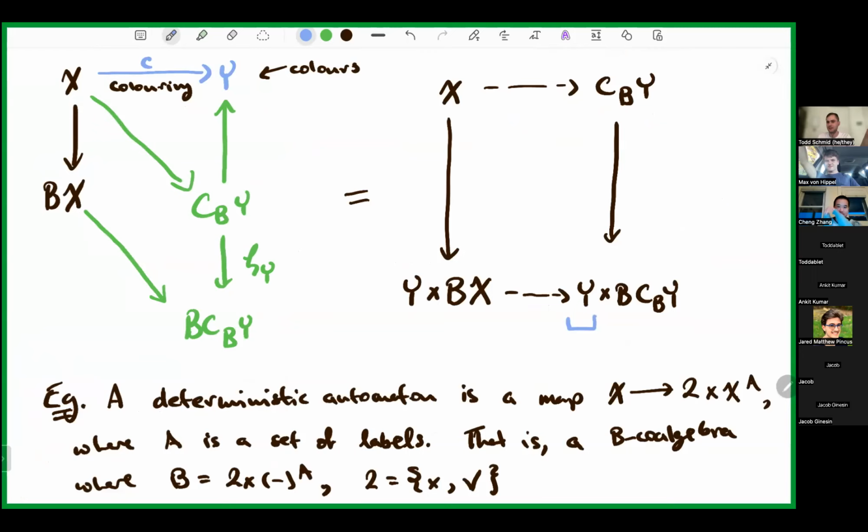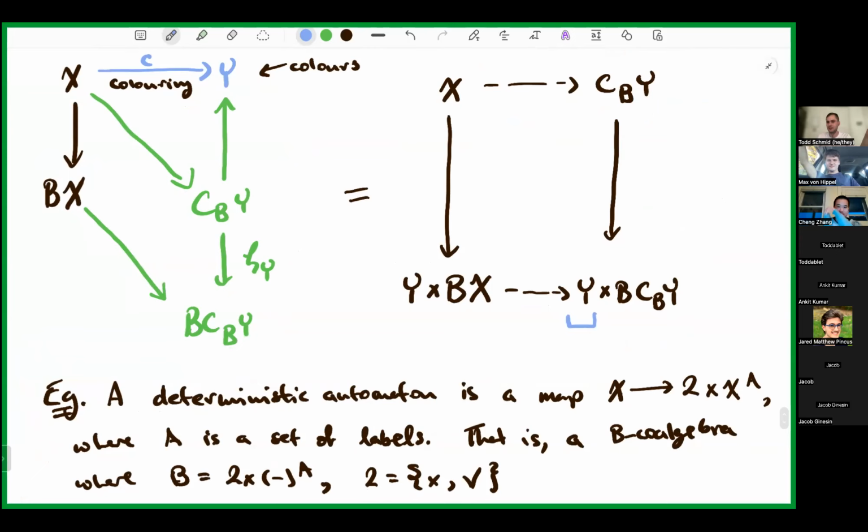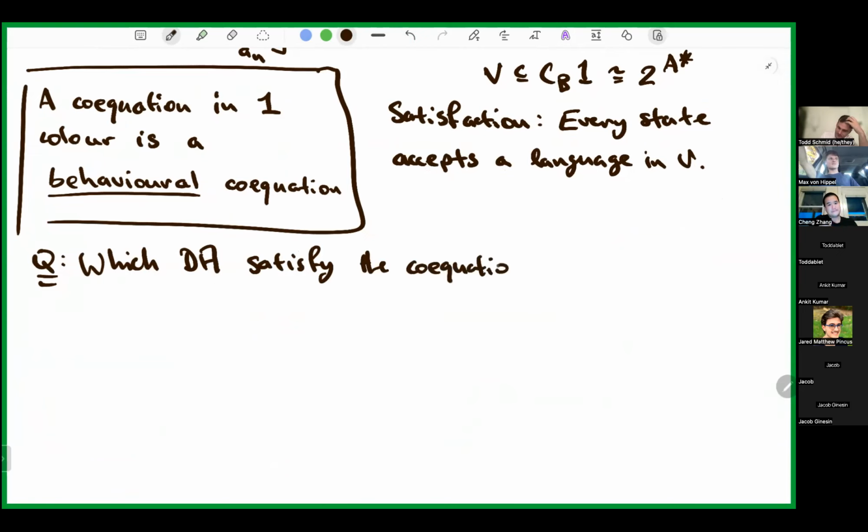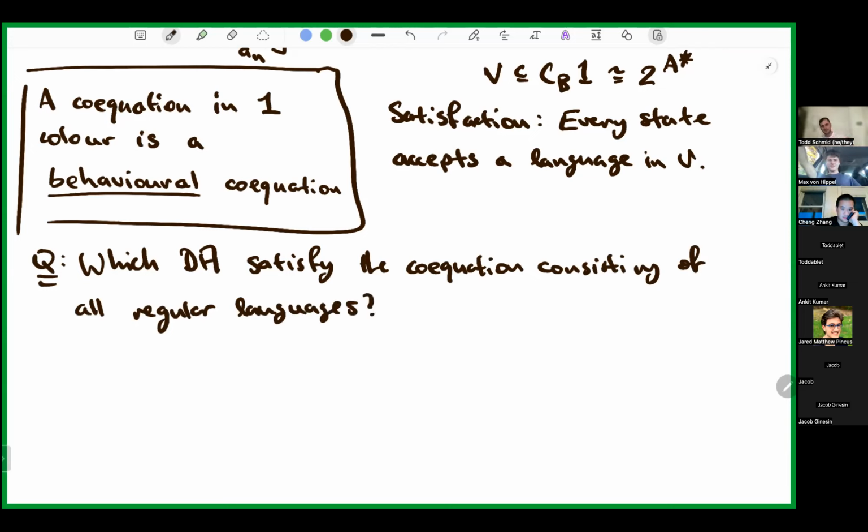Okay, so here's my trick question. Which deterministic automata satisfy the coequation consisting of all regular languages? So which are these ones?